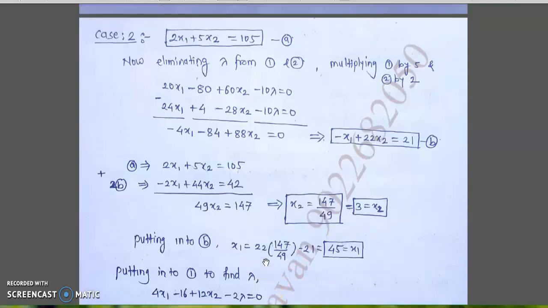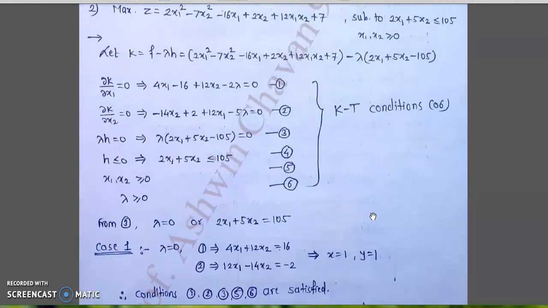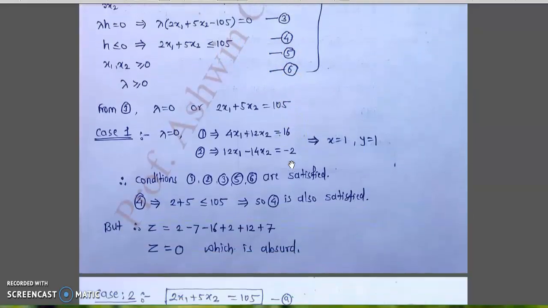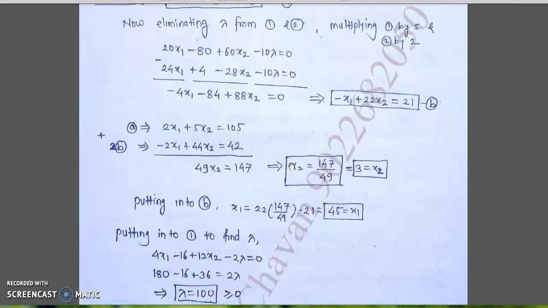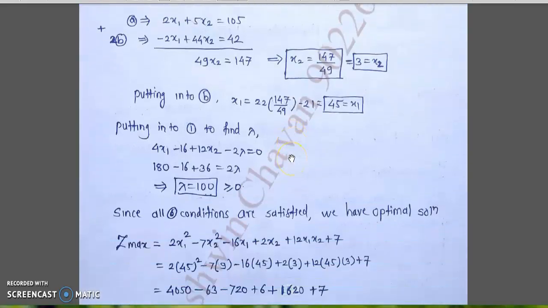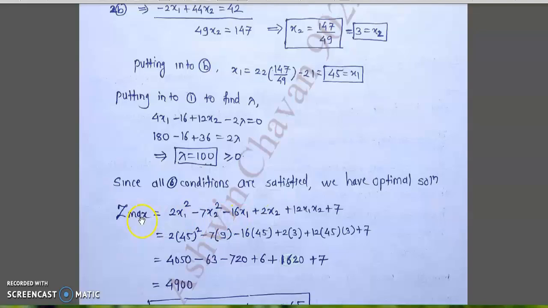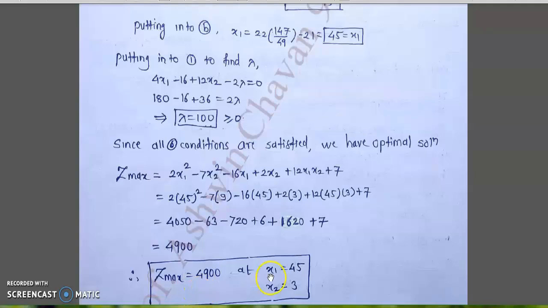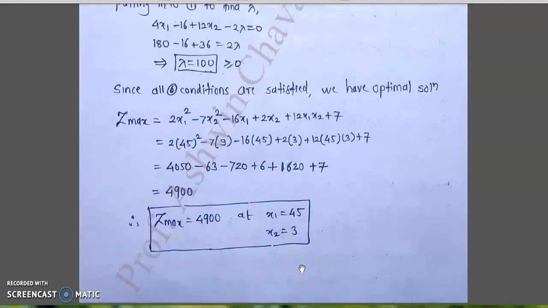Only equation number 4 is to be checked. So let's see, x1 is 45 and x2 is equal to 3 in the fourth condition. So x1 is 45, that's why this is 90, and x2 is 3, that's why this is 15. So 90 plus 15 is 105, and that 105 is less than or equal to 105, which is true. That's why the fourth condition is also satisfied. Since all conditions are satisfied here, we have optimality. That's why at this value, Z max is 4900 at x1 equal to 45 and x2 equal to 3.